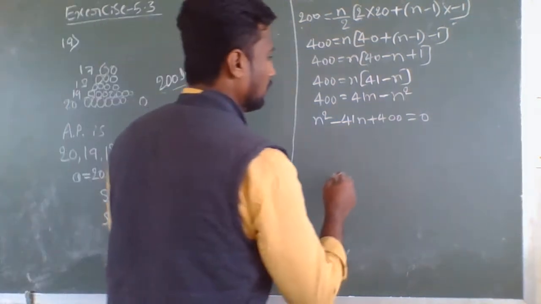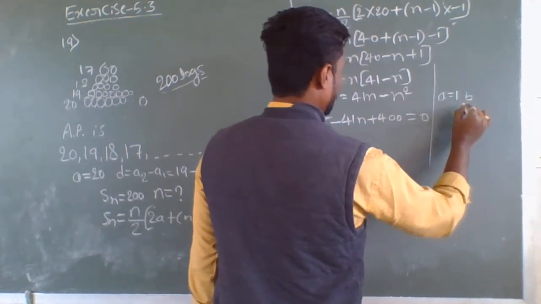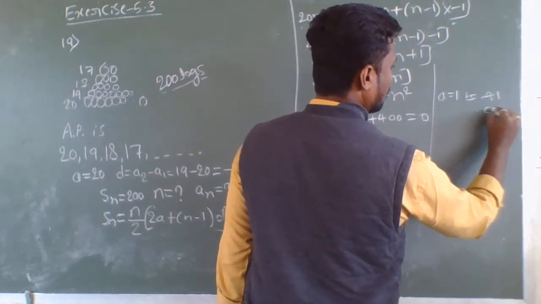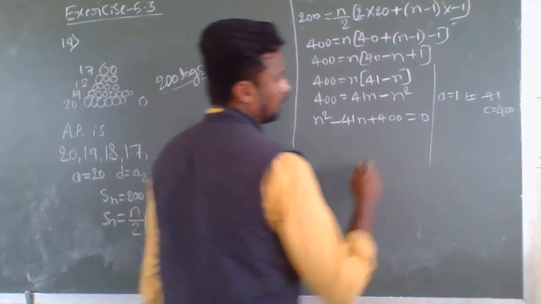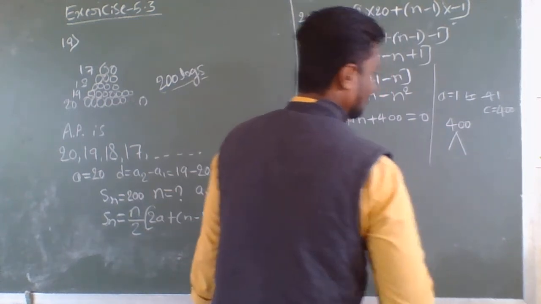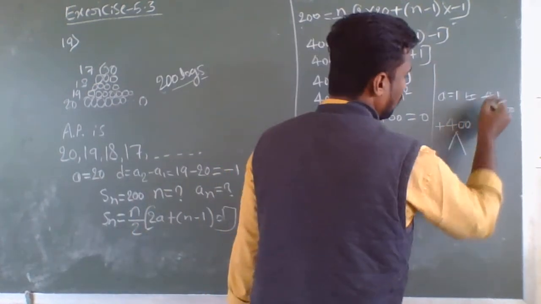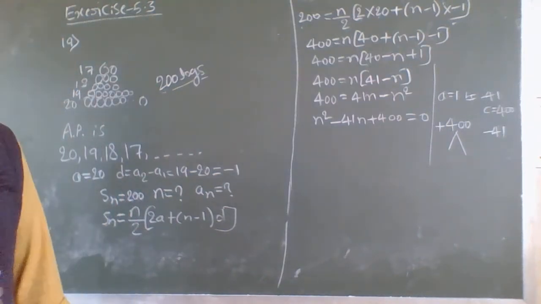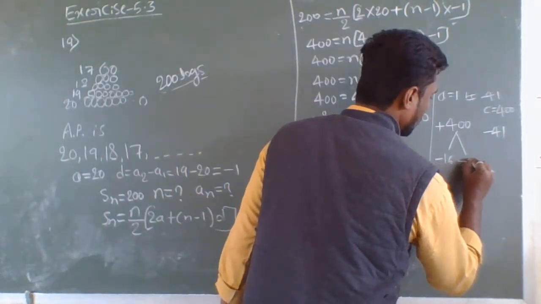So now what is the a value here? Here I will write: a value is 1, b value is minus 41 and c value is 400. A into c means 1 into 400. So when we multiply, we should get the value 400, and when we add or subtract, we should get the value minus 41. So what are the two factors here? Here I will write it directly, minus 16 and minus 25.